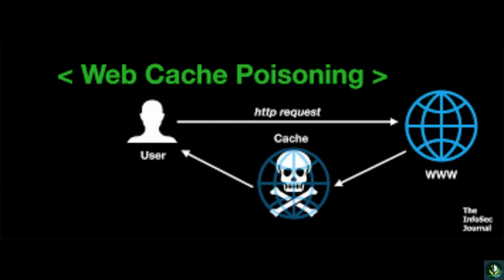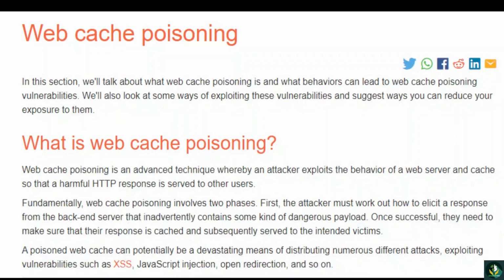Hey there, let's talk about web cache poisoning. In this section, we'll talk about what web cache poisoning is and what behaviors can lead to web cache poisoning vulnerabilities. We'll also look at some ways of exploiting these vulnerabilities. So what is web cache poisoning? Web cache poisoning is an advanced technique whereby an attacker exploits the behavior of a web server and cache so that a harmful HTTP response is served to other users.